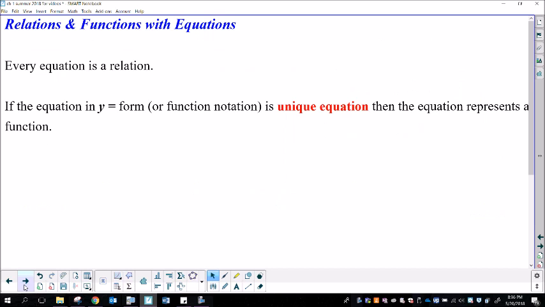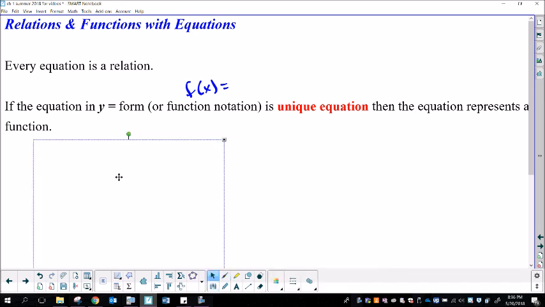Moving on, our last representation that we're going to look at is equations. Every equation is a relation. If that equation is in y equals form or function notation, when we refer to function notation, what we're talking about is when we use the f of x or g of x or h of x. Really any letter can be used. If your equation in y equals or f of x form is a unique equation, then that represents a function.